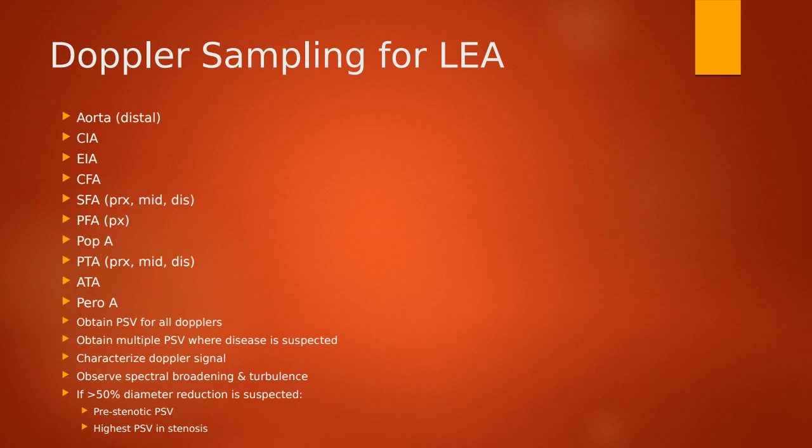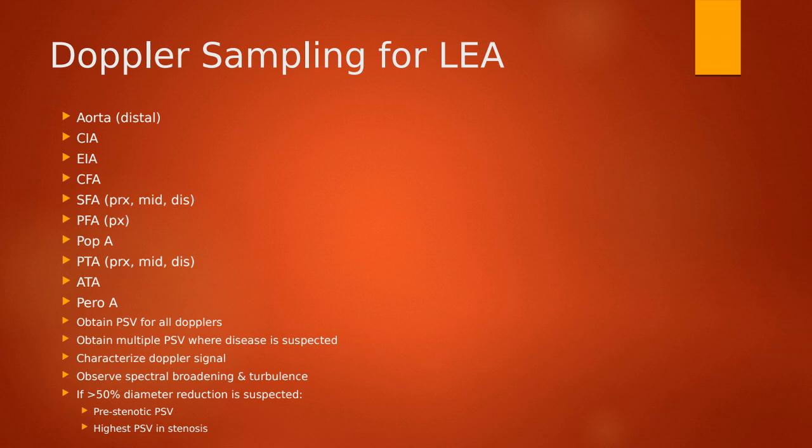So we have proximal to distal PTA that we have to evaluate. Same thing with our ATA, proximal to distal. Our peroneal artery, sometimes we can't get proximal to distal, but it's really important for us to try our best. So PTA and ATA, proximal to distal, are absolutely necessary. And then our peroneal artery is something that we should be trying our best for.